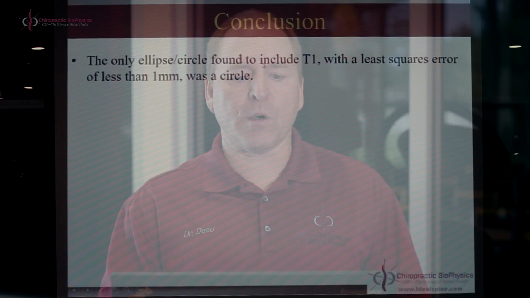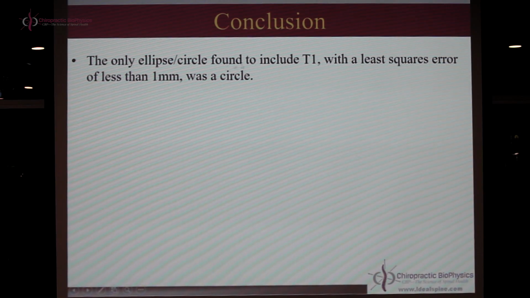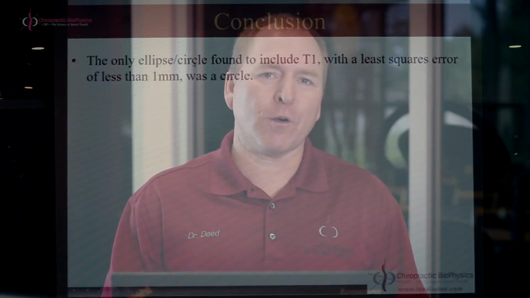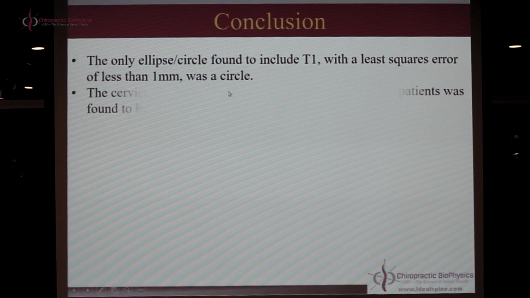The only ellipse circle that we identified to include the entire cervical spine, including T1, was a circle. It says ellipse circle here because a circle is a special type of an ellipse. That's actually my dad's writing. He wants you to know that here's an ellipse. It has a long axis and a short axis. Here's a circle. Its long and short axis are equal. You could call a circle a special type of an ellipse where its B/A ratio is 1. It's called a radius. So this is the model for the cervical curve.